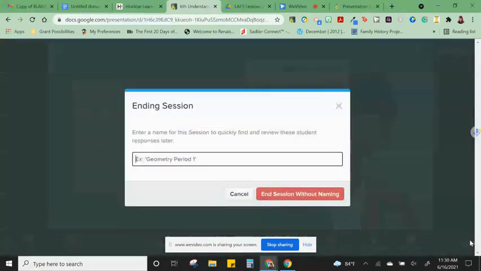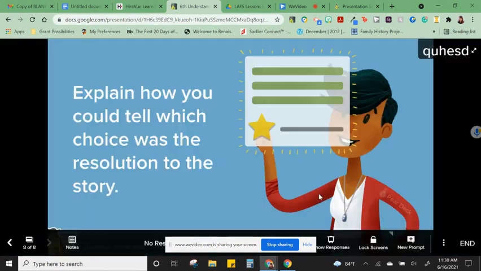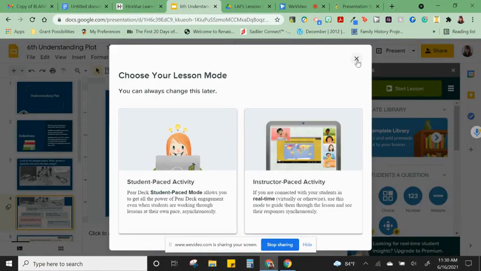And when I click end, I can name it. So I could say read 1, for example, save and end session. And I could go back later and look at their answers and see individual student responses to help me differentiate for future teaching.